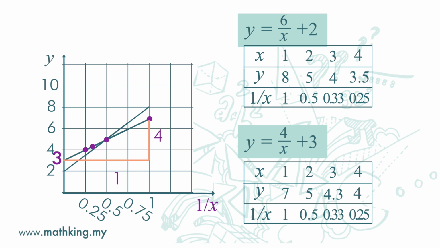So we can see that by plotting the data in a straight line, we are able to find the values for this constant.